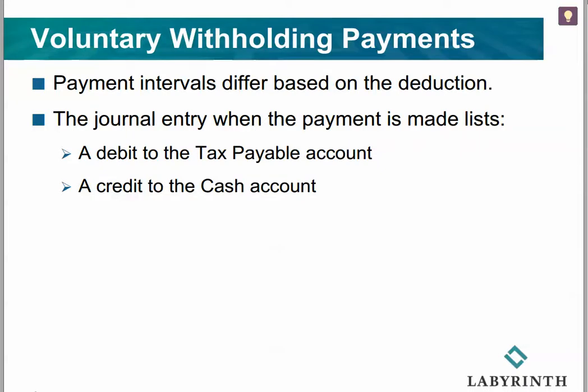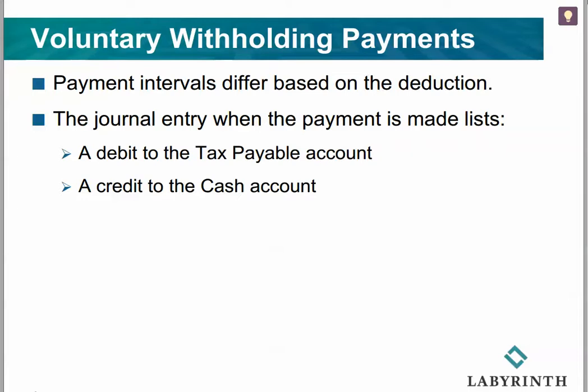Alright, in this video we're going to look at the 941. The 941 is a quarterly return for Social Security, Medicare, and federal income tax withholding payments. So it's the employee and employer portion of Social Security, employee and employer portion of Medicare, and the employee withholding for federal income taxes.